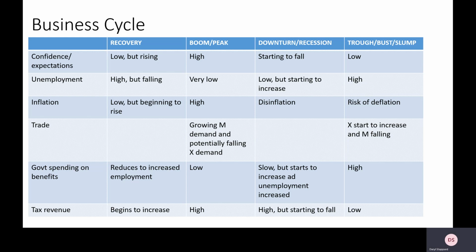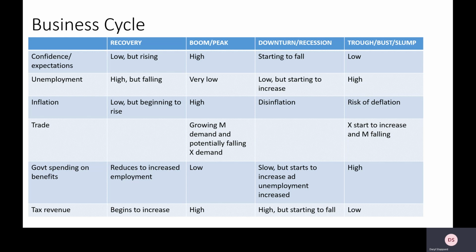Government spending on benefits. Well, because unemployment's increasing, the need for more government spending will be starting to increase. There might be extra government spending taking place to support higher rates of economic growth. Tax revenue will also be starting to fall because firms are performing less well. Households are more likely to be unemployed, so tax take will start to fall for the government. So running a bigger risk of a budget deficit creeping into the economy.